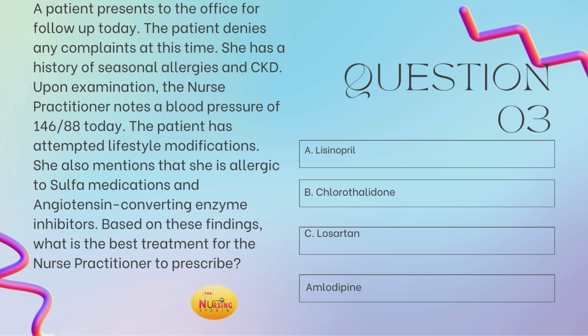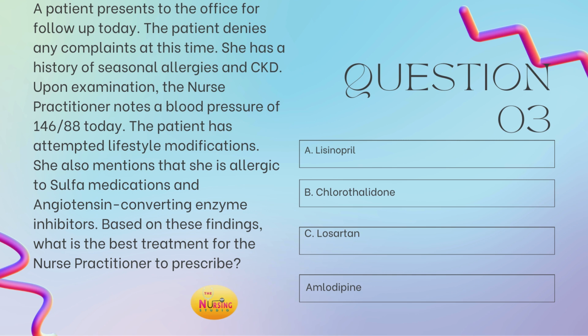All right, stem of the question states, based on these findings, what is the best treatment for the nurse practitioner to prescribe? When we're talking treatments, I always tell you to run it back and see what the assessment is, what the diagnosis is, and then see how to proceed. So the patient came in just for a follow-up. She denies having any complaints or issues. She has a history of seasonal allergies and chronic kidney disease.